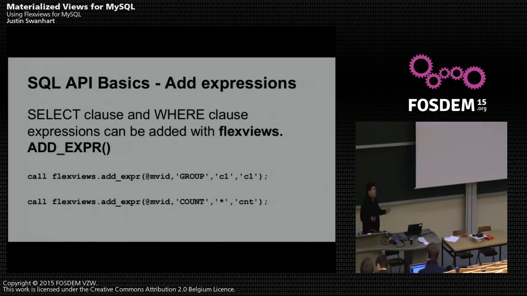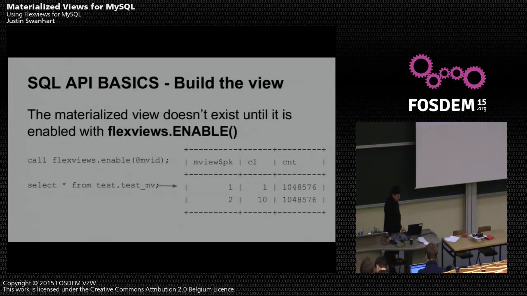So then you have to add expressions to the SQL statement, right? The stuff that's in your select list or in your where clause. So here we first add a group expression, and we're going to group on c1, and we're going to call it alias c1. So let's select c1 as c1. And then we add another expression to the materialized view for the count. It's going to do a count star, and we're going to call that alias cnt, count. We have everything we need now.